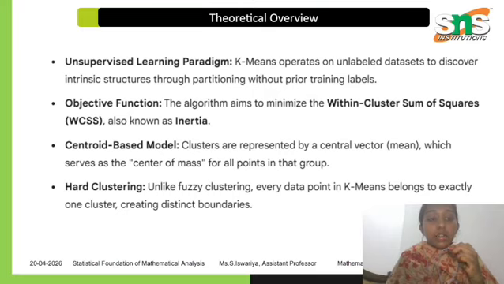And the next one is the objective function. The algorithm aims to minimize the within cluster sum of squares, also known as inertia. And the next one is the centroid based model. This means the clusters are represented by a central vector which serves as the center of mass for all points in that group. And the next one is hard clustering. Unlike fuzzy clustering, every data point in K-means belongs to exactly one cluster, creating distinct boundaries.